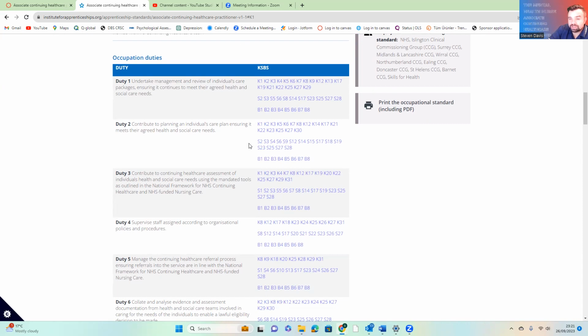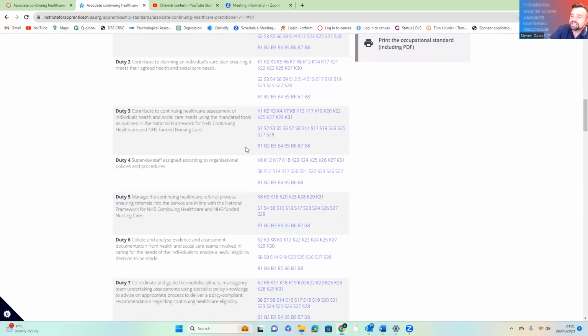So that's contributing to care planning. Duty 3, you're going to contribute to the continuing healthcare assessment. So that's looking at the mandated tools or the mandatory tools outlined in the National Framework for NHS Continuing Healthcare and NHS funded nursing care.